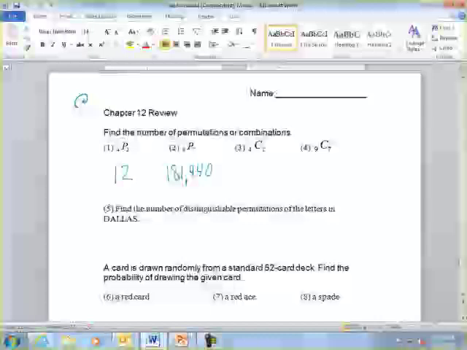So the first two have a P in them. The second two have a C in them, but they're dealing with the same numbers. What is the difference between the P and the C? What do those mean? C is combination, and P is permutation. And what do those mean? What's different about a combination and a permutation? When do we use one versus the other one?